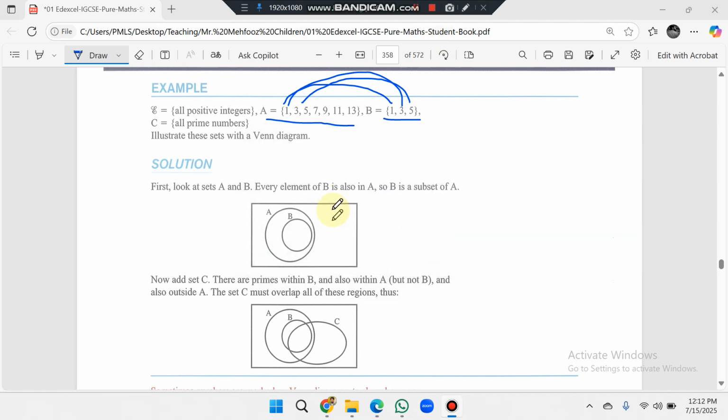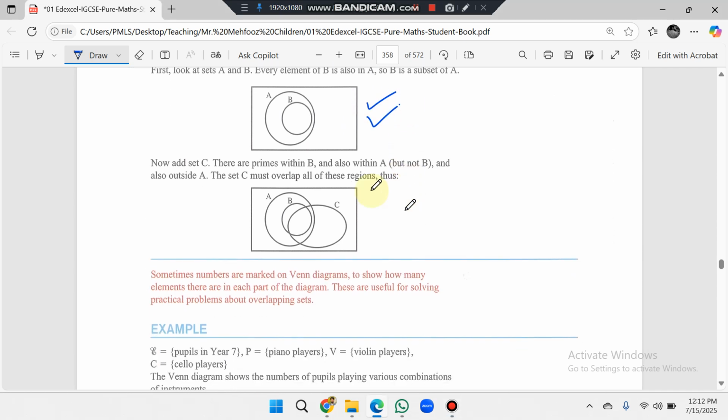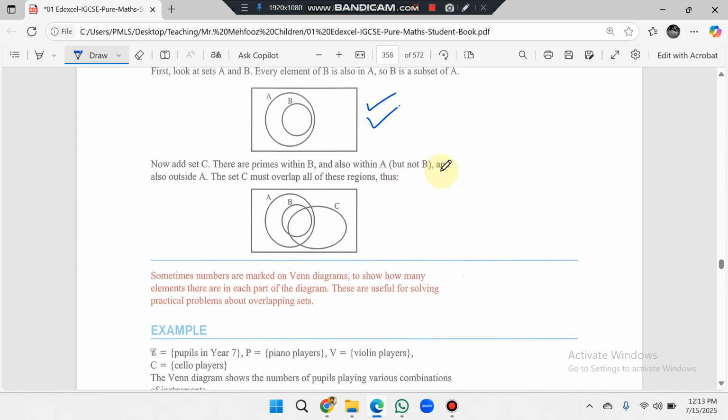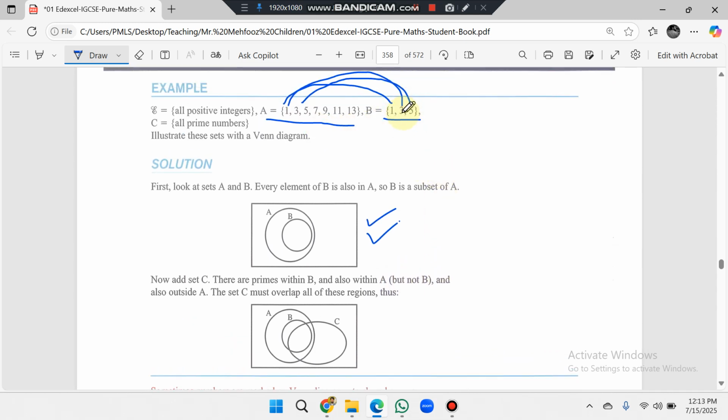No. Okay, so it means that we can show B is a subset of A like that in the Venn diagram, right? After that, now add set C. There are primes within B, also within A but not B. So prime is given in that set also.